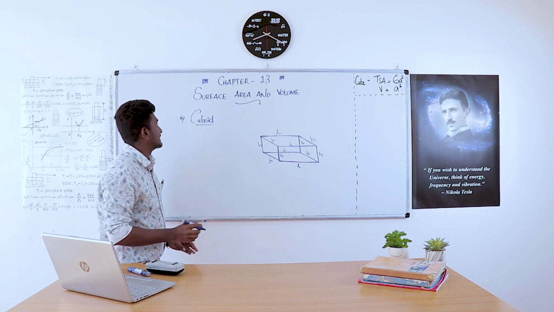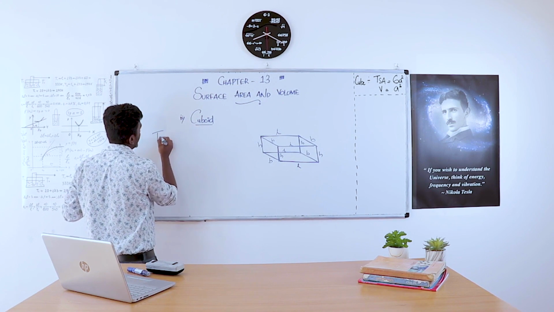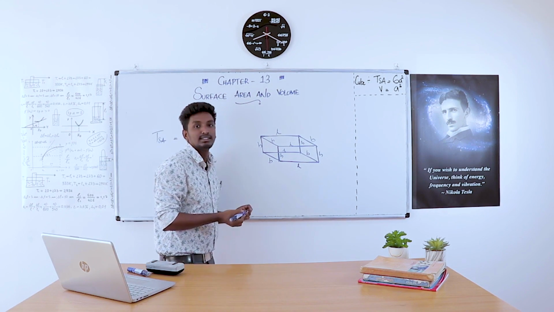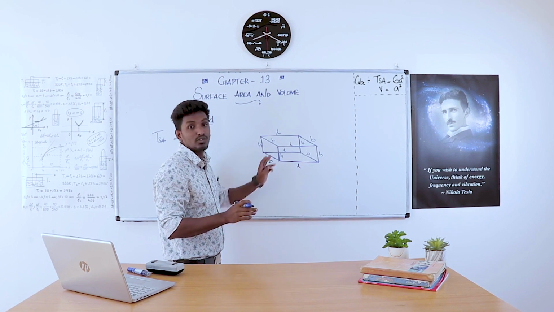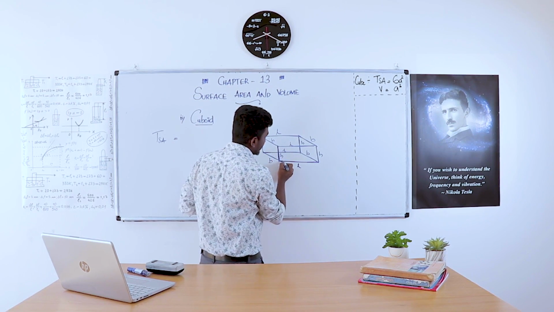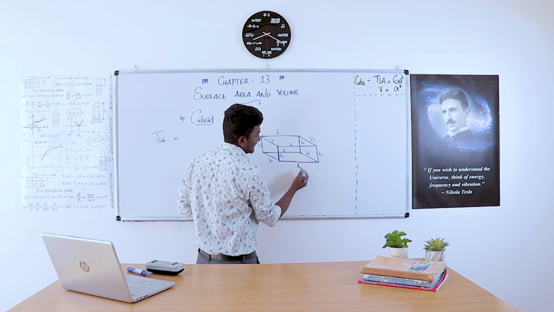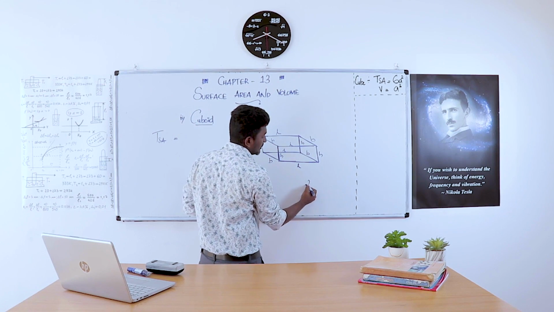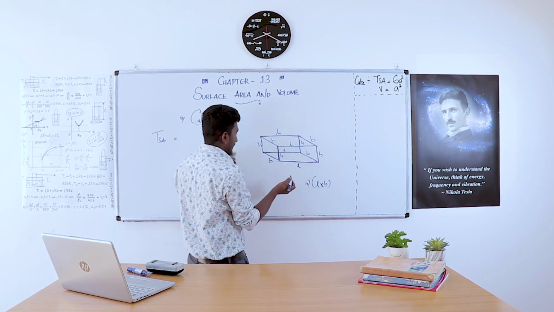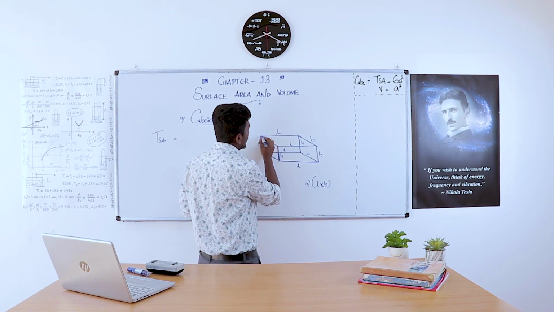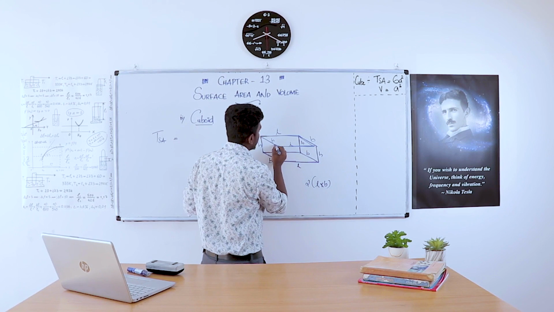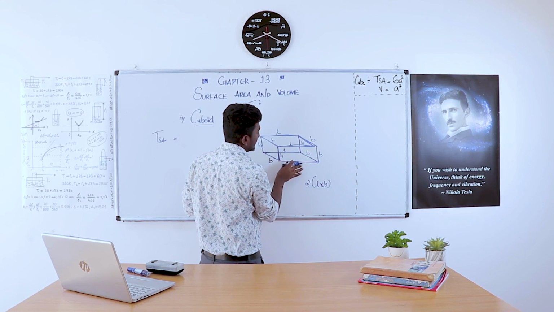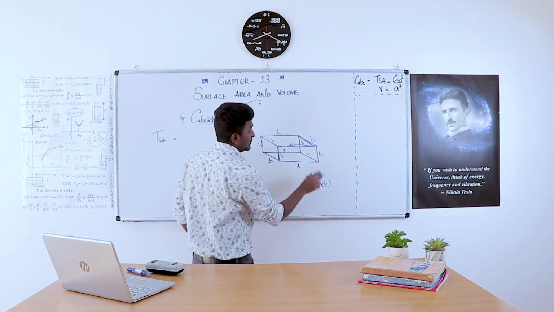Now how to find the total surface area of this cuboid? The total surface area of the cuboid is the sum of the areas of all the rectangles. If we take this as the first rectangle, then it is length into breadth. The same rectangle is on the back side. So 2 into length into breadth. Now we consider the topmost portion of the figure. The top is also a rectangle with length L and breadth B. So the bottom and the top give 2 into L into B.